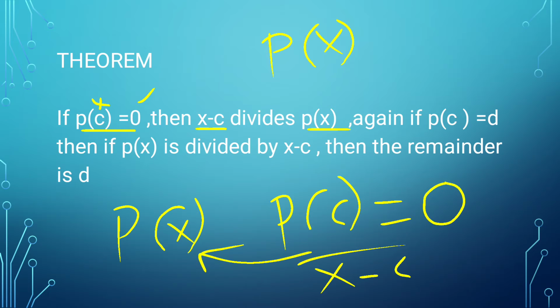Again, if you find that particular P(c) gives you a constant d, or a solution d, then if you divide P(x) by x minus c, the remainder will be that particular d. The remainder will be that particular d. Let us demonstrate this so that you see clearly what I mean.